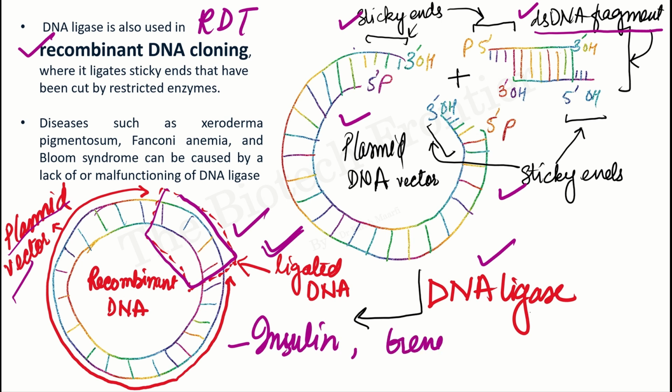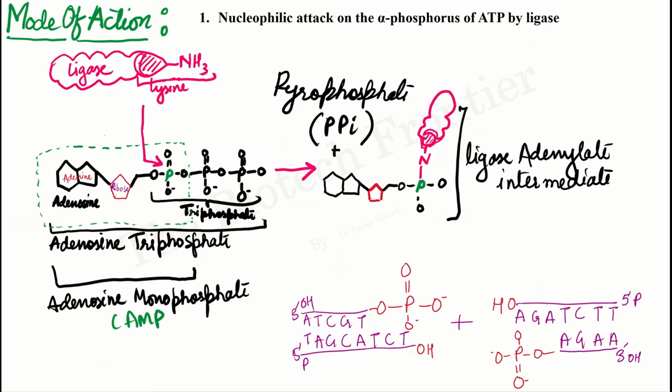It has a role in gene therapy, human growth hormone production, recombinant vaccines, enzyme production, etc. Now let us discuss in detail the mechanism of DNA ligase. That means how it actually works, or how it participates in the formation of the phosphodiester bond.